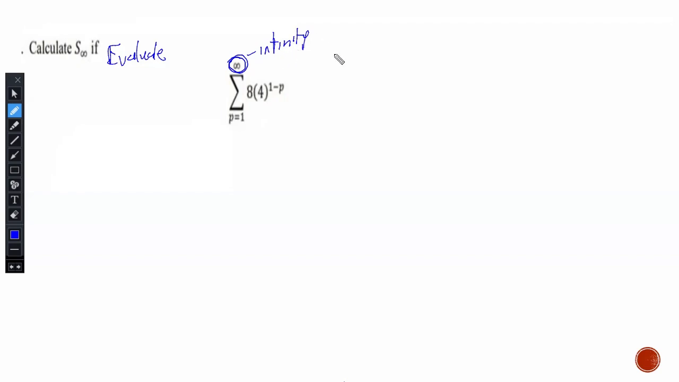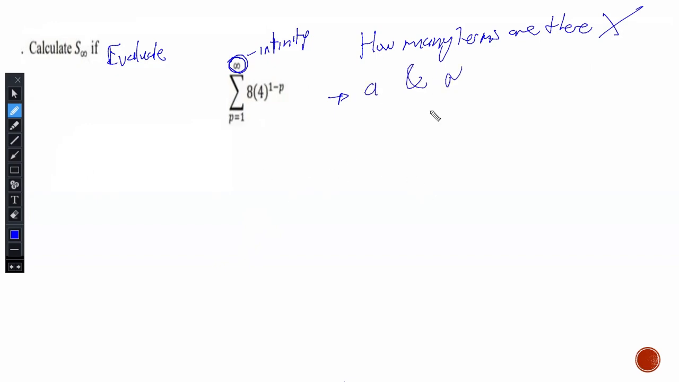Now, obviously, when dealing with sum to infinity, you are not concerned about how many terms are there. That's not the question that you worry about, because it's to infinity. You will never know how many terms are there in infinity. So that means you will just have to know your a value and then your r value, right? So your a and your r. Okay, so that means you will start by writing out at least 3 terms.